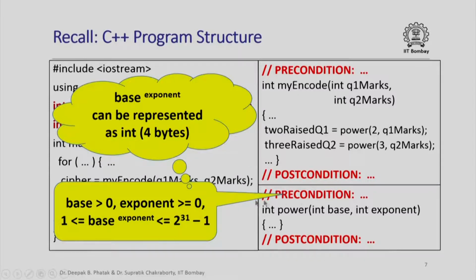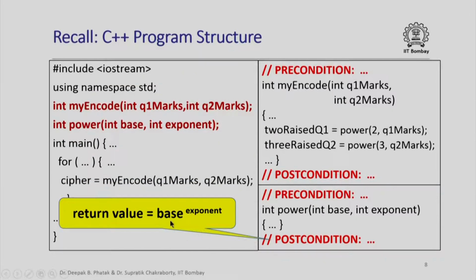For the power function, we had a precondition base greater than 0, exponent greater than equal to 0, and I have also added another part to the precondition here. This is important, which we had not discussed in the earlier lecture, that the result base raised to exponent should lie between 1 and 2 raised to 31 minus 1. This is the range of positive integers that can be stored in the integer data type, and so we required this as part of the precondition, and if this precondition is satisfied, then the return value will indeed be as expected.